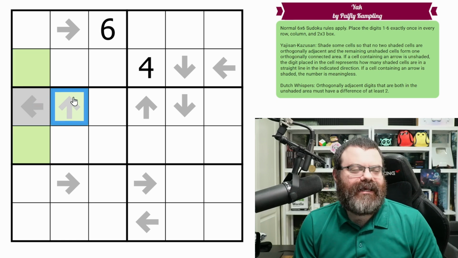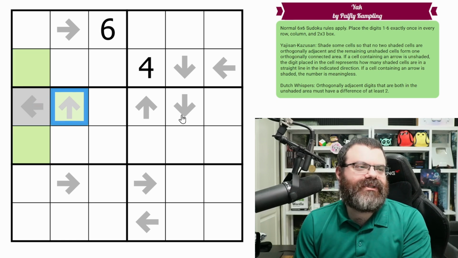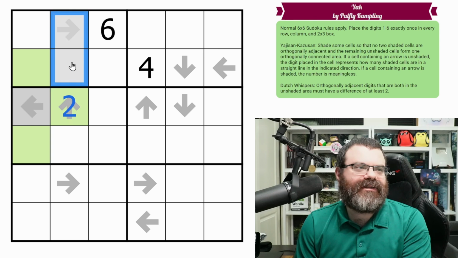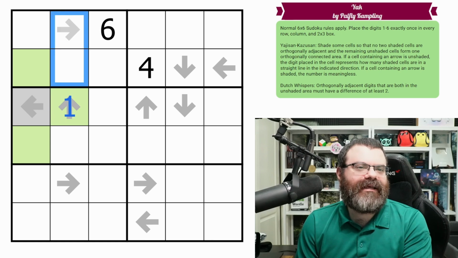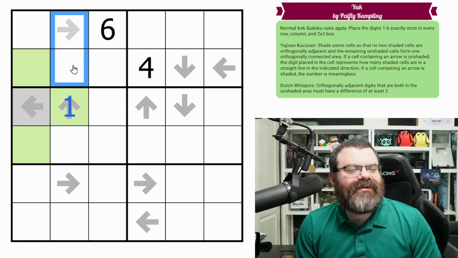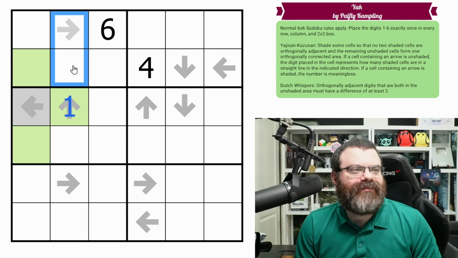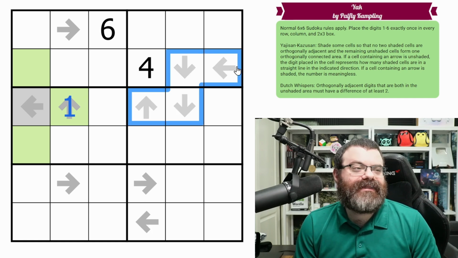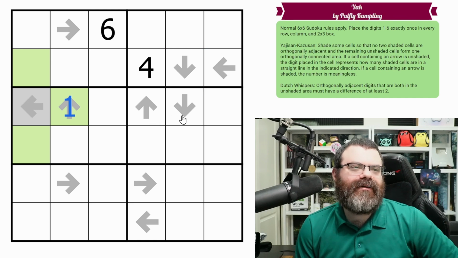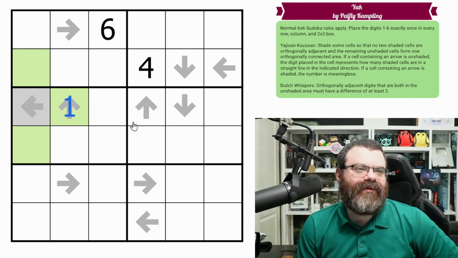So now this has to be a 1. Because if it was a 2, then we'd have to shade both of these and they'd share an edge, which is no good. So this is a 1, and it's telling us that one of these two is gray. Well, if one of these two is gray, is there anything that we can say about greening things? I don't think so. The problem is we can't pencil any specific arrow because we don't know if it's going to be green or gray yet.